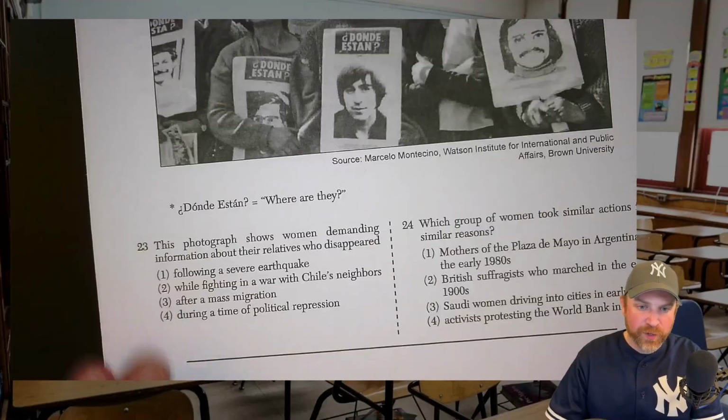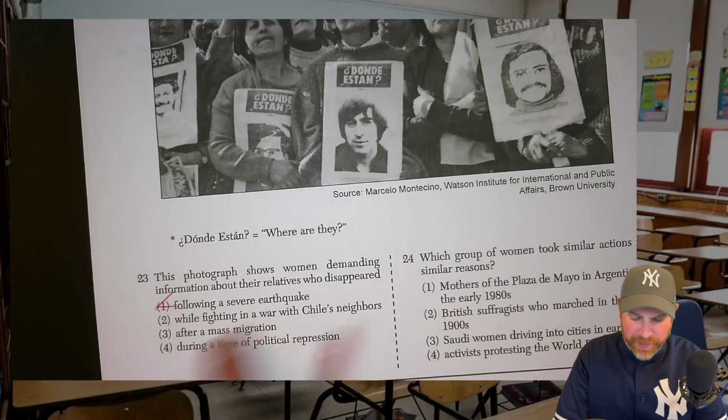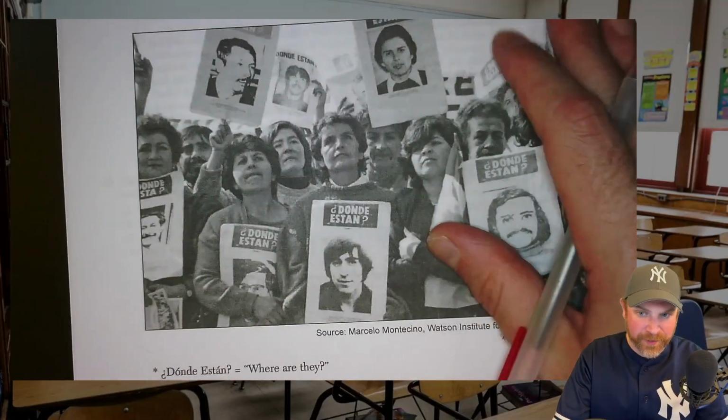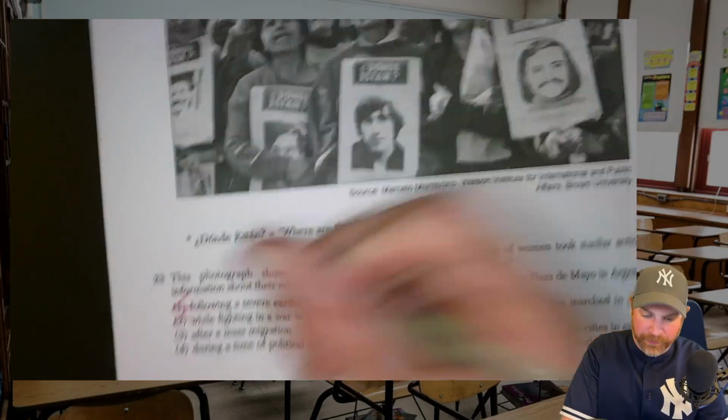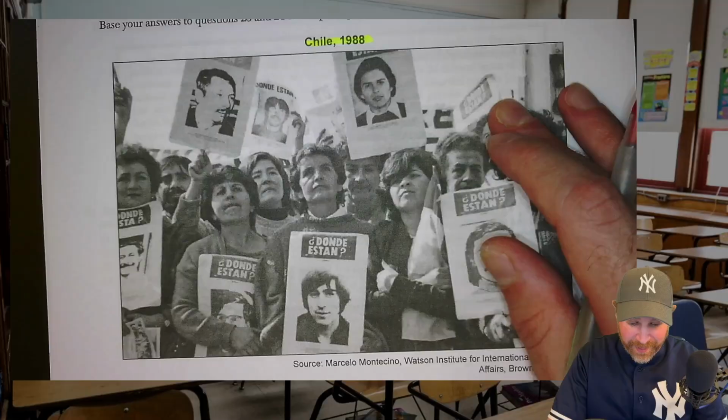So that has nothing to do with earthquakes. So we cross off number 1. Choice 2 says, while fighting in a war with Chile's neighbors. This protest movement has nothing to do with war against the neighbors of Chile, right? This has to do with people protesting their military government that's very, very anti-communist.